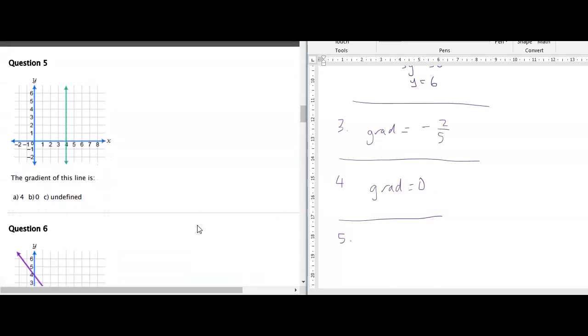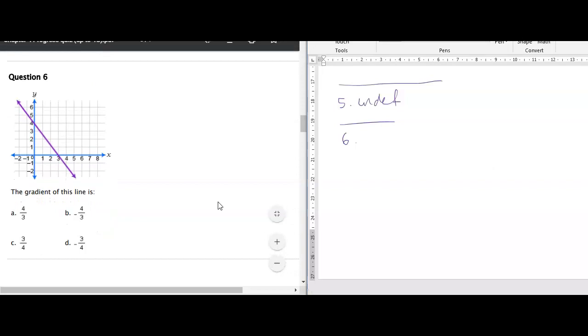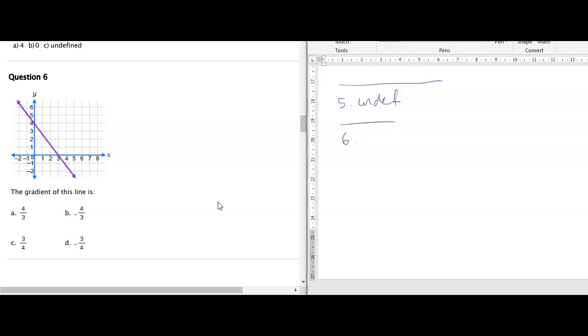Okay, let's move on to question number 5. Oh, there we go. So this one here is undefined. Okay, you don't need to keep writing. Question number 6. Let me scroll this one. Okay, the gradient of this line is, now I can see straight away it's negative. So even if I had to guess it, I've got a 50% chance of getting it right. So either B or D. Okay, so it's negative. Starting at 4, going down to 0, I'm going down by 4. And I'm going across by 3. So my gradient is negative 4 on 3.